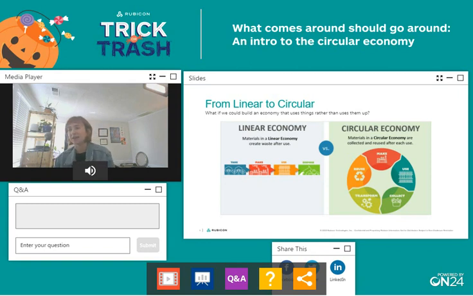So starting off at the beginning, what is a circular economy? How is it different from a linear economy? If you think about conceptually a line that starts at one place and ends at the other, that can represent the linear economy that operates on a take, make, and waste model. So you take natural resources, transform them into a product, use that product for its useful life, and then dispose of that product, usually in a landfill, especially here in the United States.